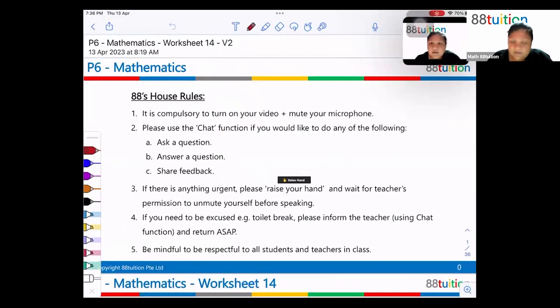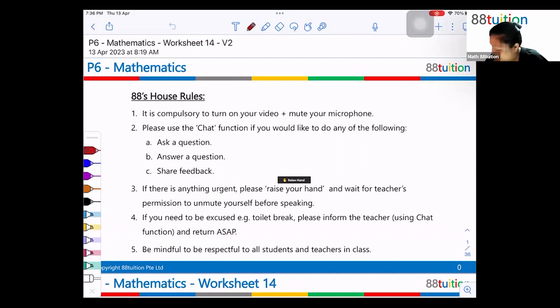Okay, so again, some house rules. If you need to go to the toilet or grab water, just leave me a message. You all have your calculators with you, papers and all that. So can I start already? I'm not expecting anyone else.